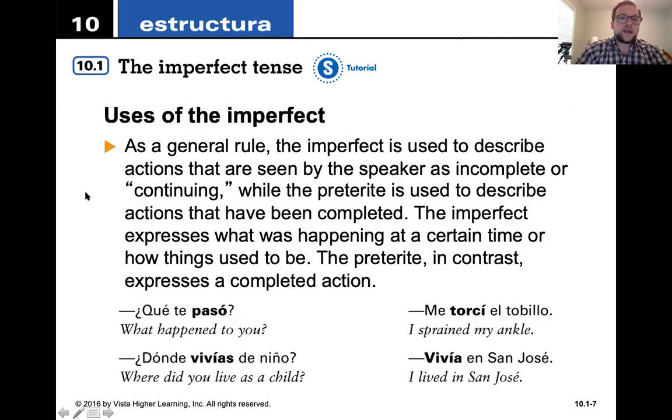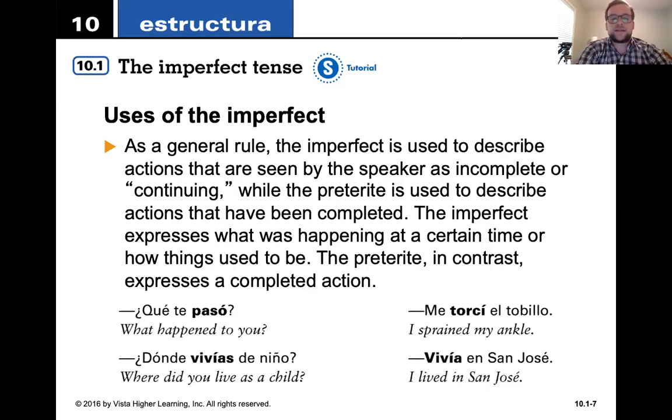Very good. All right, now, so uses of the imperfect. Here's where we get into some of the uses. Now, as a general rule, like I was saying, the imperfect is used to describe actions that are seen by the speaker as incomplete or ongoing or continuing, while the preterite is used to describe actions that have been completed, okay? So it has a clear beginning and an end, whereas this is talking about stuff that's continuing or incomplete, right? So the imperfect expresses what was happening at a certain time or how things used to be. The preterite, however, expresses a completed action.